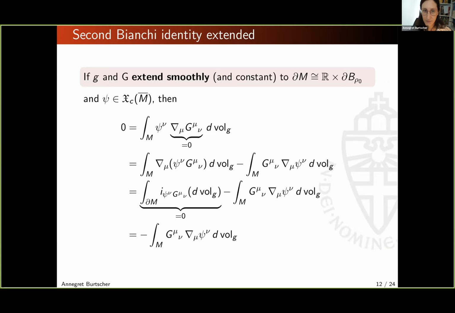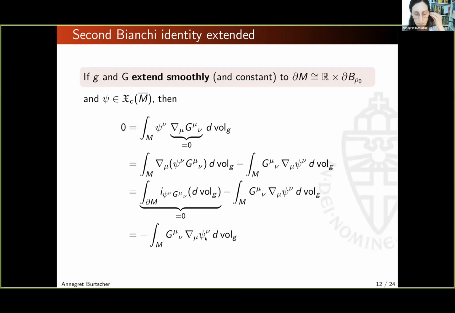Then what we would get is, of course, that we integrate over the whole manifold. The Bianchi identity holds pointwise. We just integrate, and then we use integration by parts. We use Stokes' theorem to get a boundary term. But because we are smooth and everything is fine, this boundary term is zero. And so we are just left with this right term here, which is essentially just differentiating the test vector field.